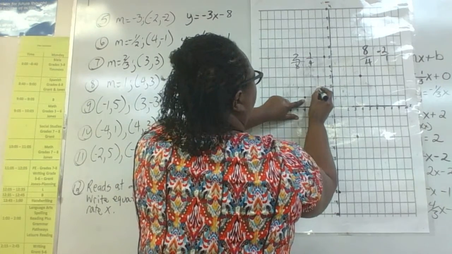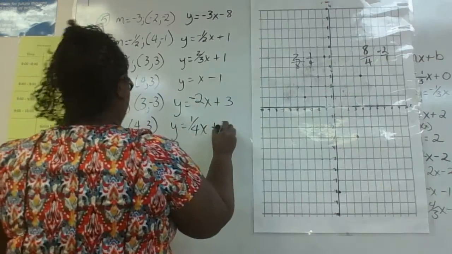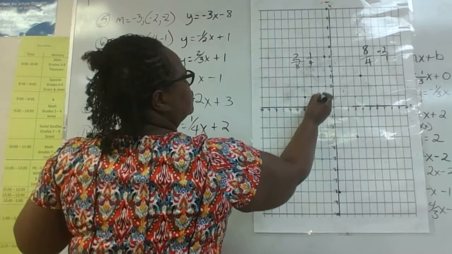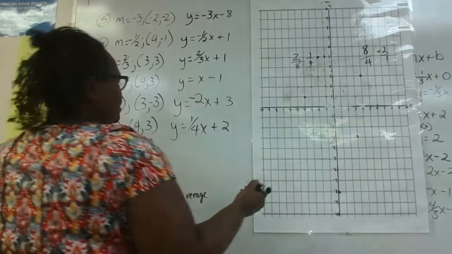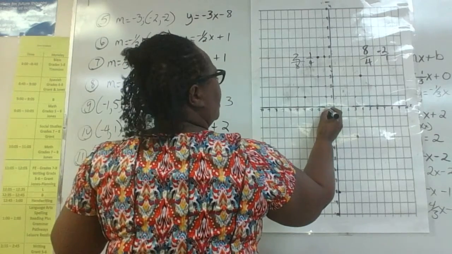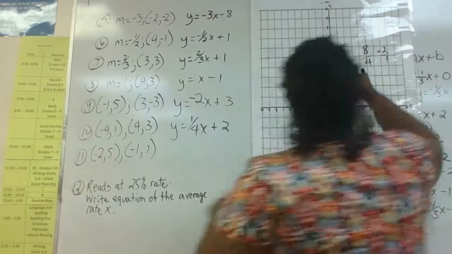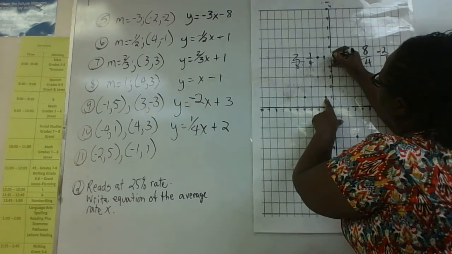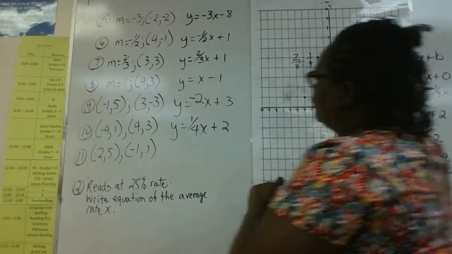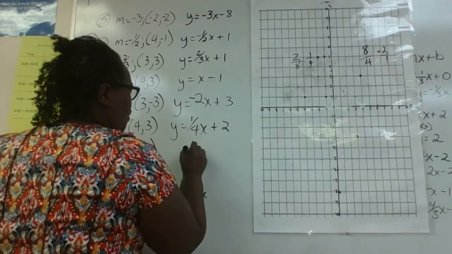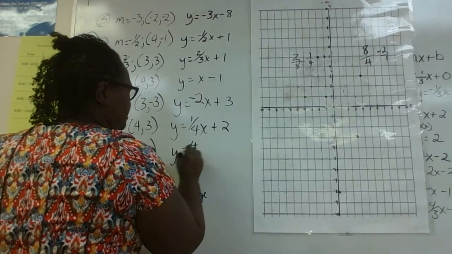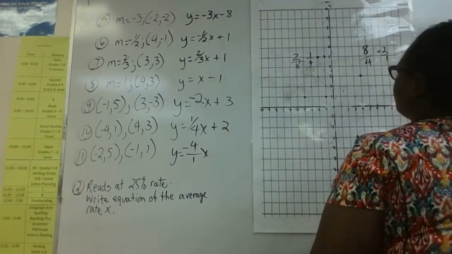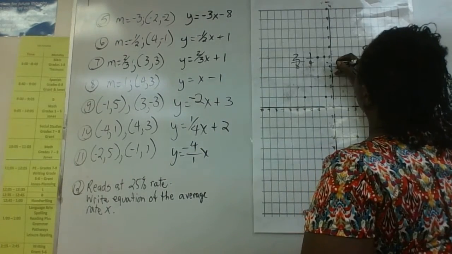Rise 1, run. 1, 2, 3, 4. +2. Moving on. -2, 5. -2, 5. Okay? -1, 1. Right here. Okay? -2, 5 over right here. So let's rise. 1, 2, 3, 4. 1. Negative progression. 4/1 negative. y is equal to -4x. All right? So now let's see. Rise 4, run 1. 1, 2.